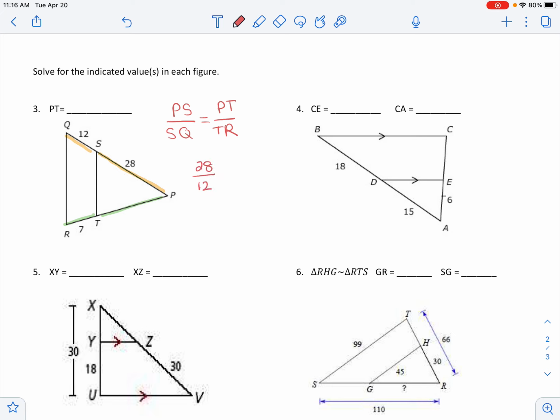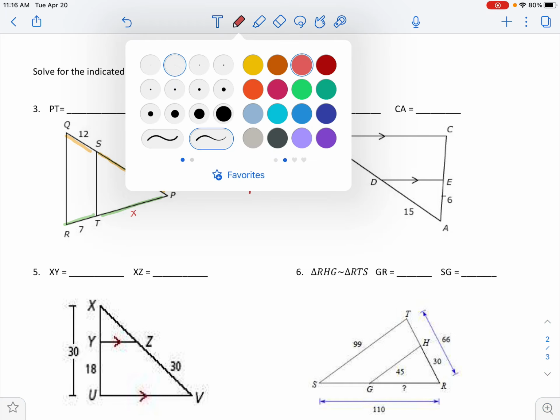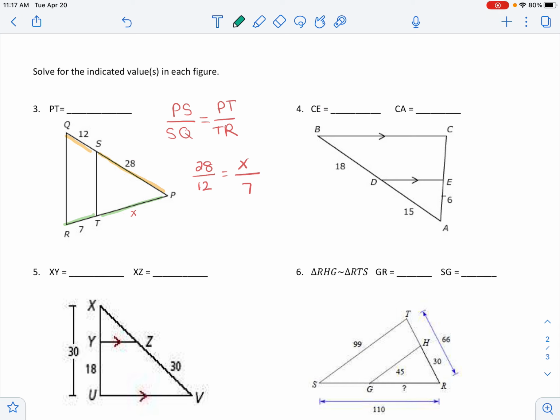SQ is 12. Equals PT, our unknown, and we can label it X, just so we know that's what we're solving for, and TR is 7. Now we've got our proportion set up. To solve this, we're going to cross multiply. So I'll start here. 12 times X is just 12X. And then 7 times 28, we get 196, and I set those two sides equal.